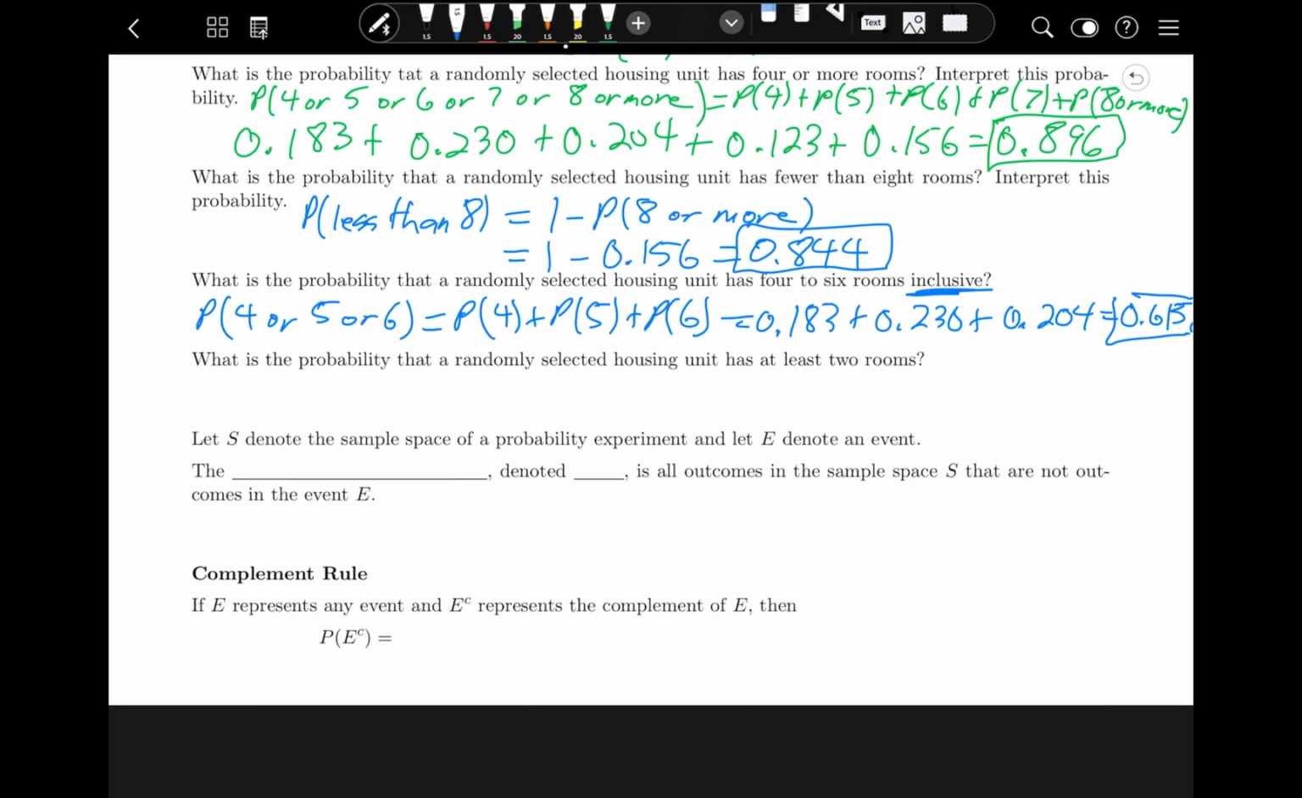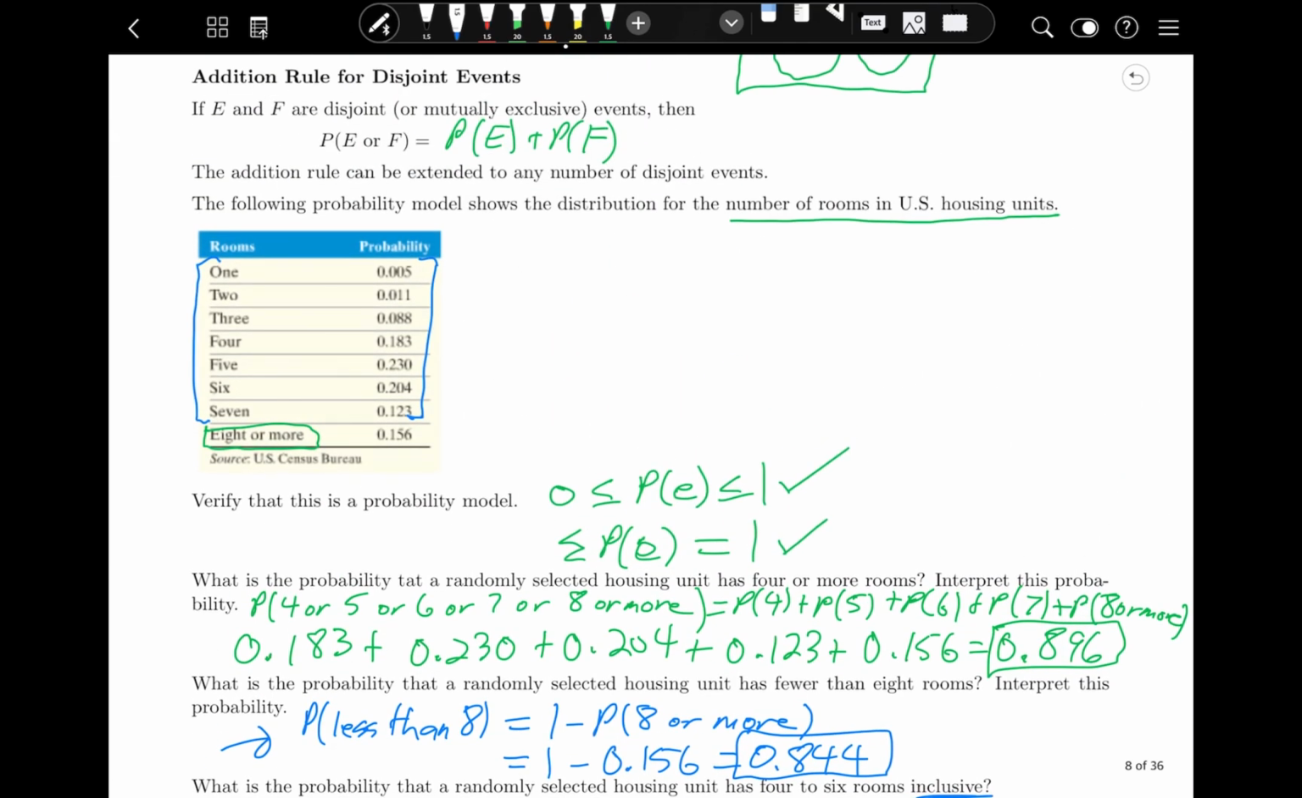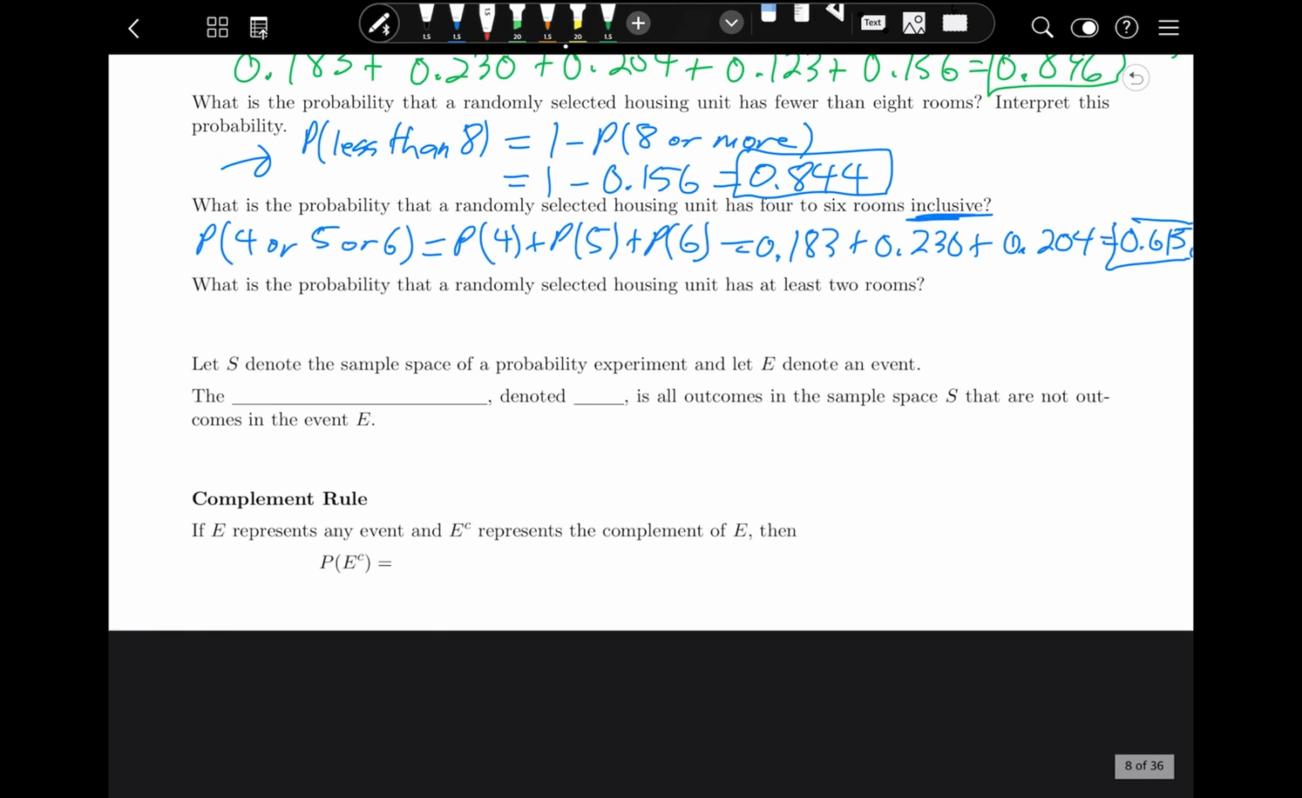This last one gets back into this idea from this problem here, which is, what is the probability that a randomly selected housing unit has at least 2 rooms? Well, the words at least 2 mean 2 or more. So that would be all of these. We could use the same idea as before and add all of these numbers up. Or we could realize that that is everything except for 1. So to do the probability of at least 2, we could instead do 1 minus the probability of 1. So that'd be 1 minus 0.005, which is 0.995.